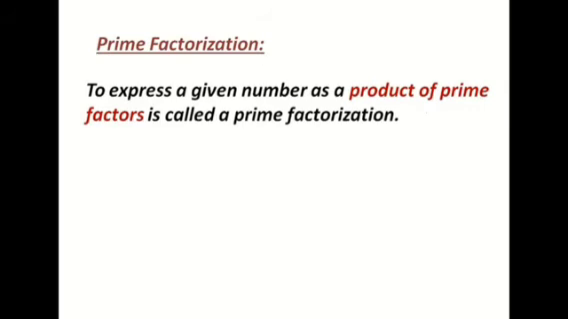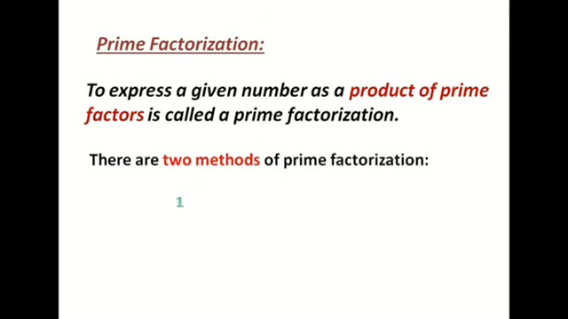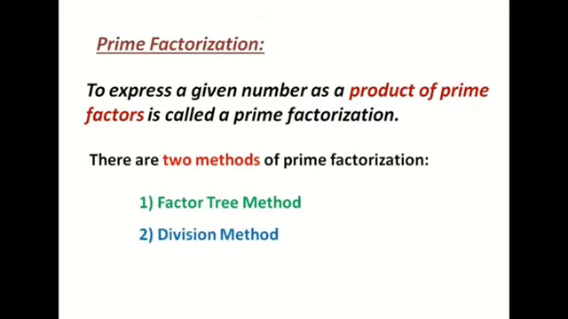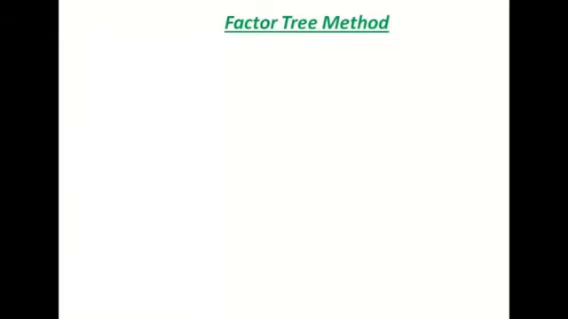So basically, we use two methods. What are those? One you know already because you have used that method in your previous class. Can you remember? That is nothing but the factor tree method. So there are two methods, and one method you already know, the factor tree method, and the next method is the division method. Both methods we will work out and it will be much clearer to you. Let's start with the factor tree method.